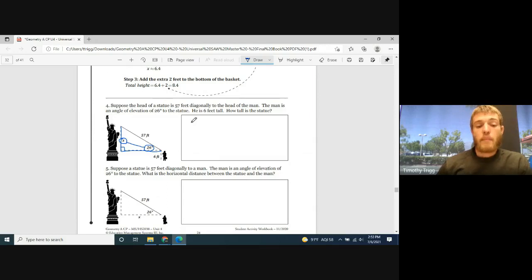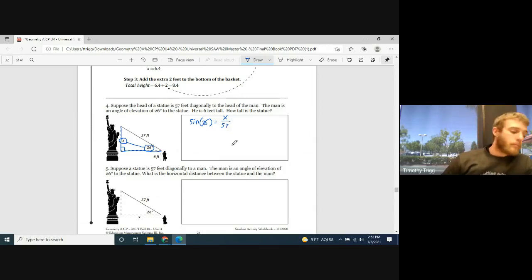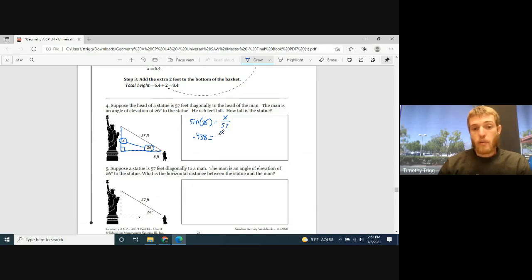So what involves opposite and hypotenuse? Which trig ratio? Well, that's sine. Sine involves opposite and hypotenuse. So it'd be sine of 26. Always put the angle in here. Equals opposite over hypotenuse. So here, with our calculator, we do sine of 26. That gives me 0.438 equals, and on the right side, we have x over 57.